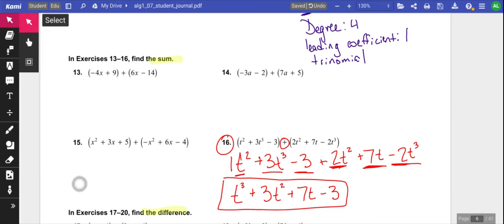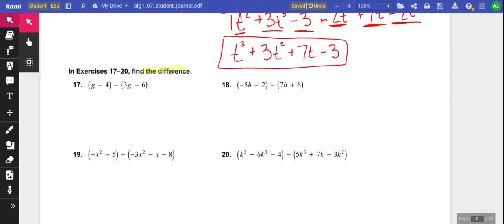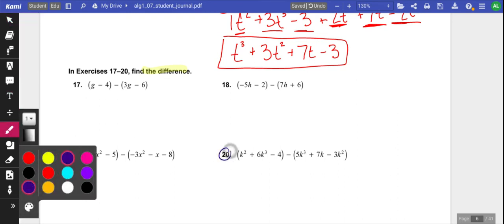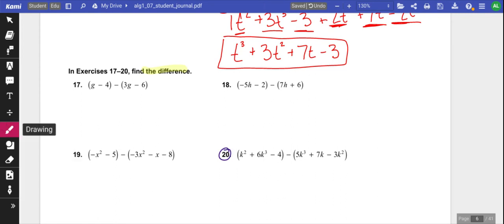All right, let's look over here. Let's just do one where we're finding the difference. Okay, difference just means we're subtracting instead of adding. Okay, so again, let's do the very hardest one because I think we're going to look at these at first and maybe think, oh my gosh, there's so much math to do here. But again, it's really just combining like terms.